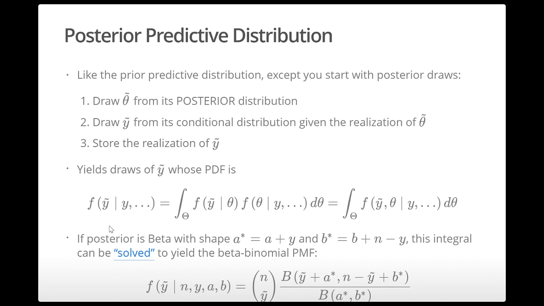And this three-step process is basically the same as prior predictive distribution, except you're using posterior draws in step 1 rather than prior draws in step 1. Good?